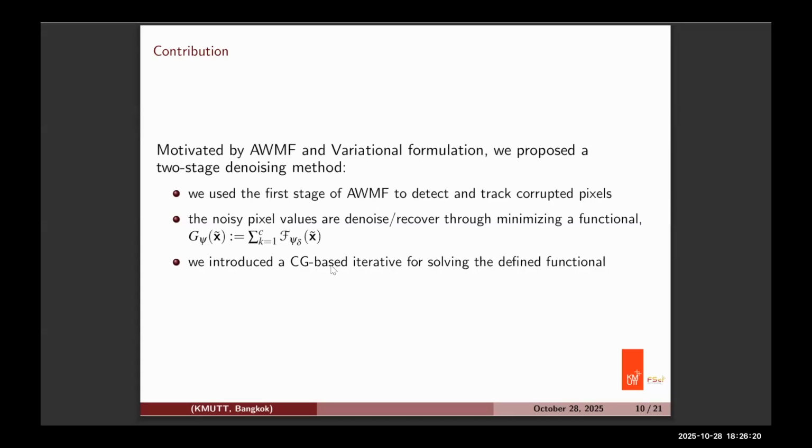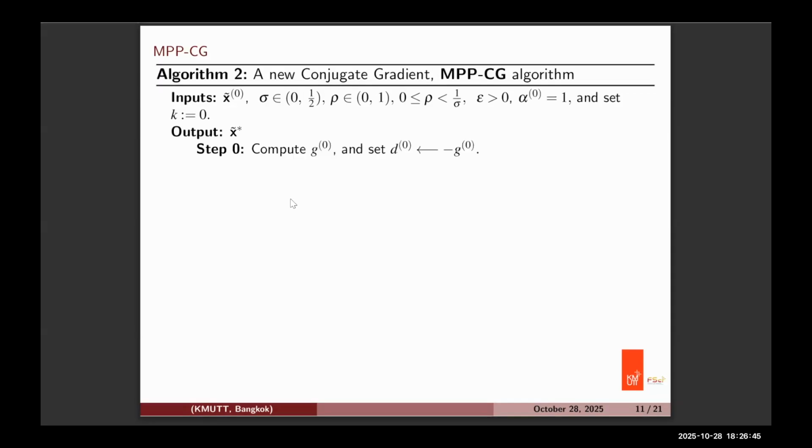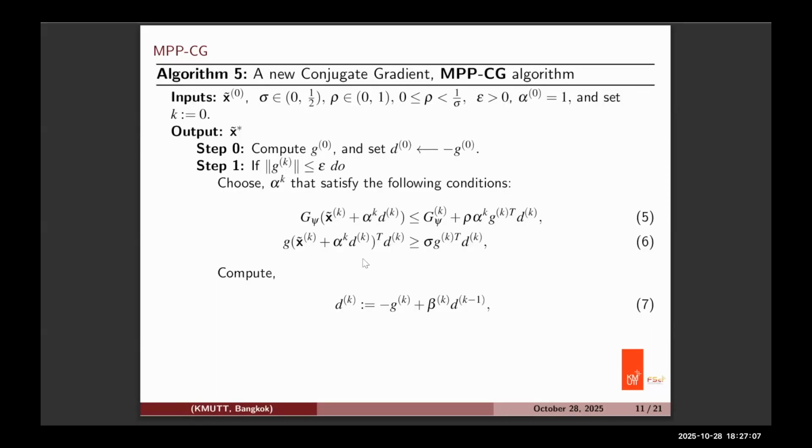And then to solve the formulated objective function, we introduce a CG-based iterative method. The algorithm is illustrated in the next slide, as you can see here. We simply call it MPP-CG, and it has the input as stated like this. We hope to have a solution denoted by x star. In the first stage, we do the initialization. First we compute the gradient, since it is a smooth objective model, so we can find the gradient at the initialization, and then we set the steepest descent direction like this. The next step is a condition, where in the first line we try to find a suitable step size using Wolfe-like strategies.